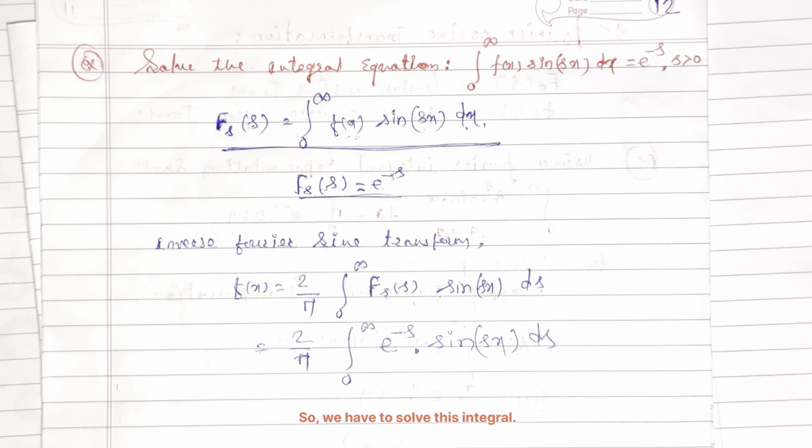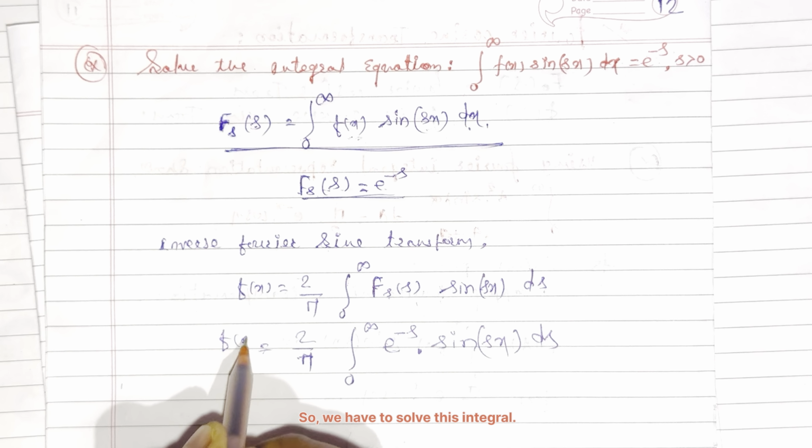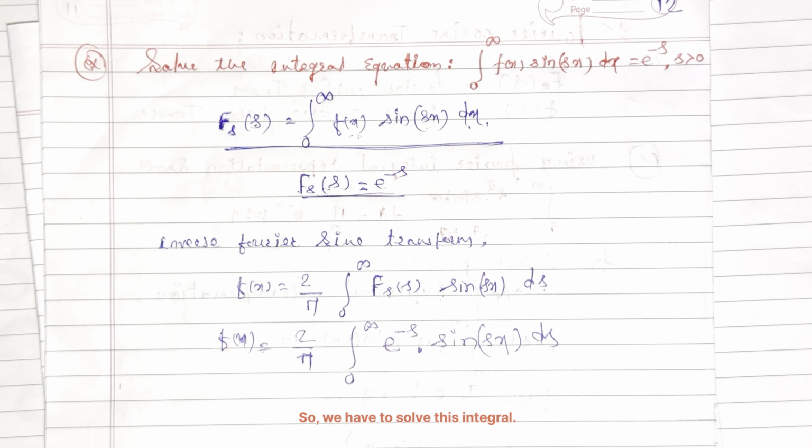Now guys, what you all should do is just recite all these formulas: two formulas for the Fourier sine transform, two formulas for the Fourier cosine transform, and two formulas for the Fourier transform. These are helpful for solving the examples. So now we got small f of x as 2 by pi integral of e raised to minus s into sine sx ds. We are going to solve this one further.